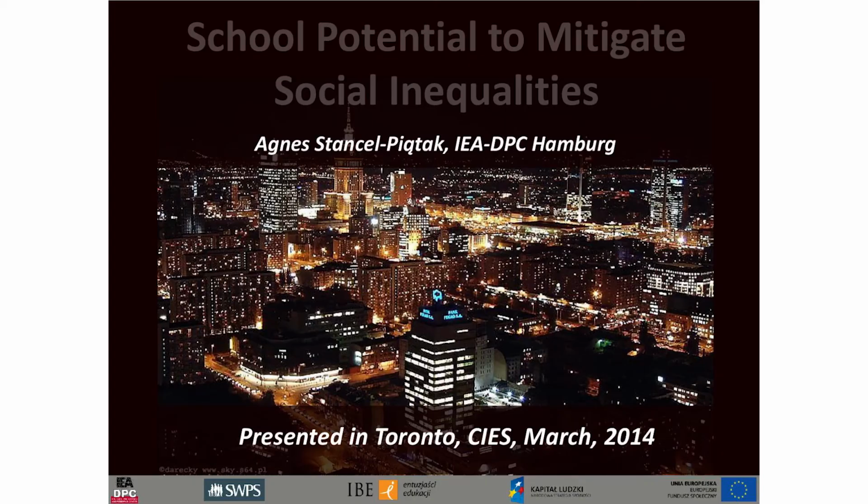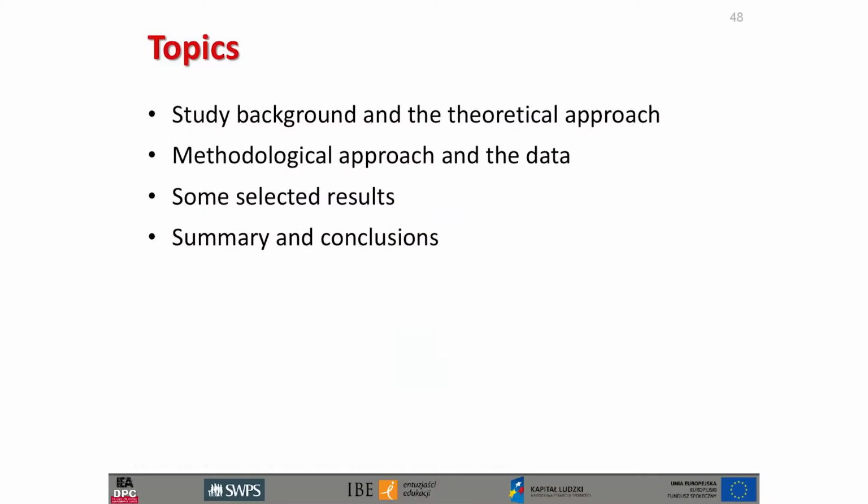Let me start with it, and I will try to keep it short. School potential to mitigate social inequalities. Very briefly, the study background, as you have already had all this theoretical input, it doesn't need to be very extended. Then I will explain my methodological approach and the data and some selected results, and then I will summarize and conclude.